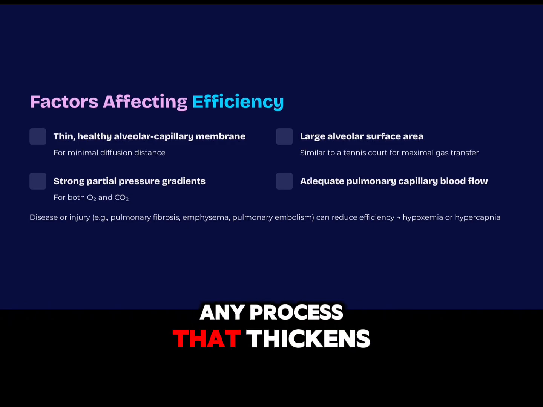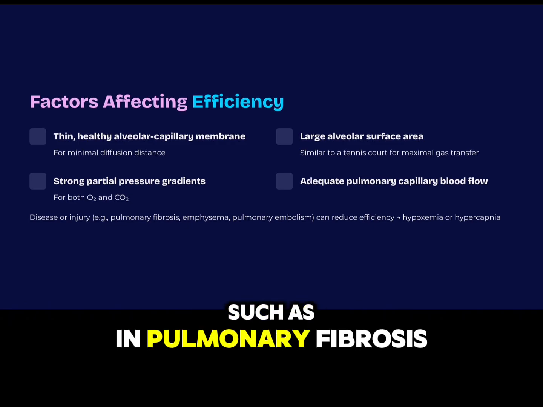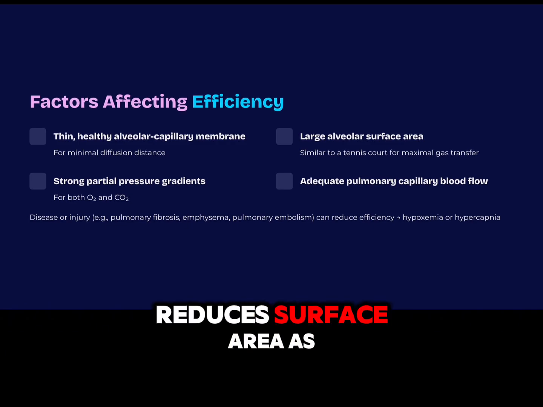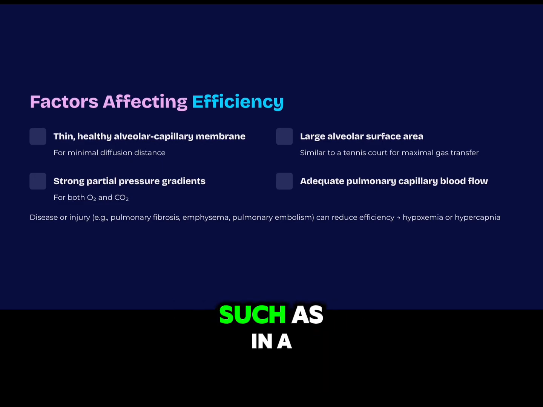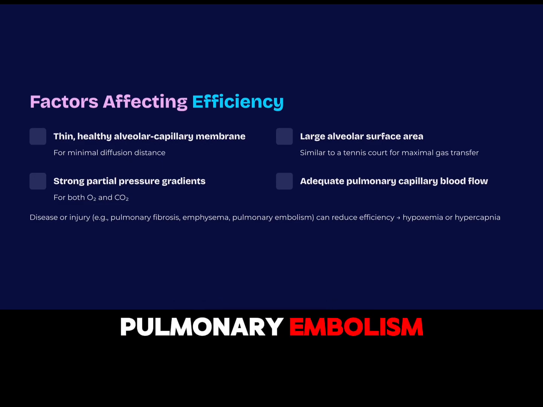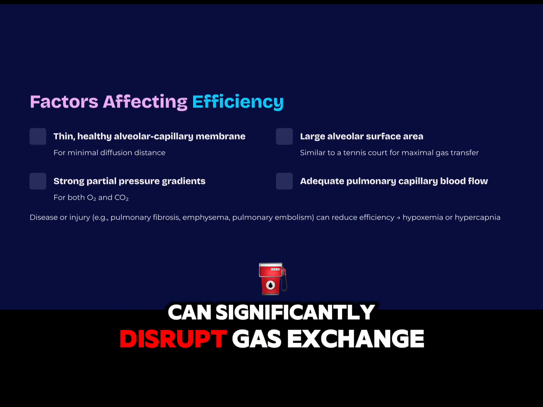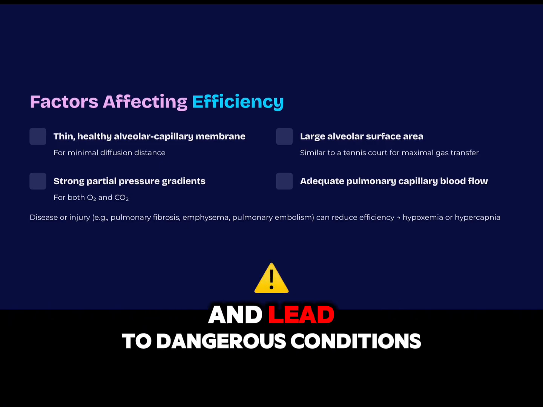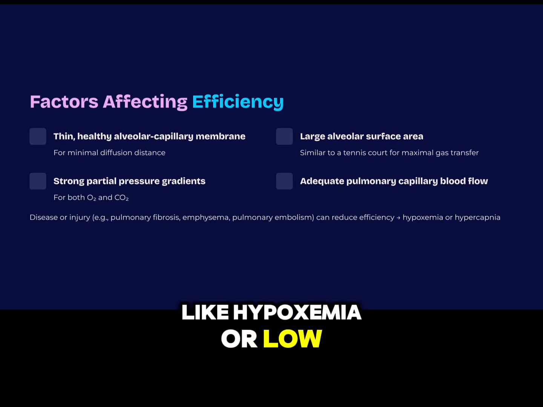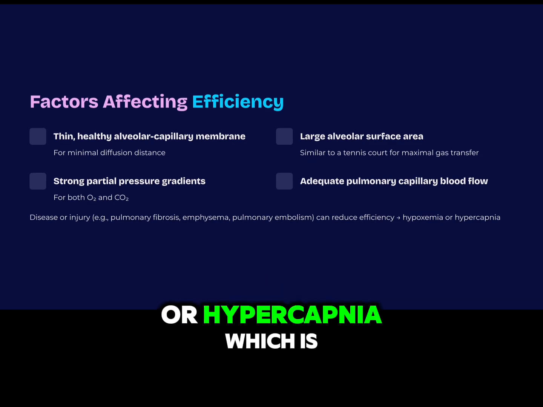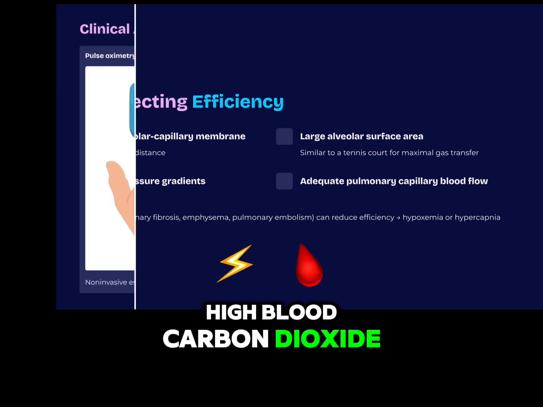Any process that thickens the membrane, such as in pulmonary fibrosis, reduces surface area, as in emphysema, or impairs blood flow, such as in a pulmonary embolism, can significantly disrupt gas exchange and lead to dangerous conditions like hypoxemia, or low blood oxygen, or hypercapnia, which is high blood carbon dioxide.